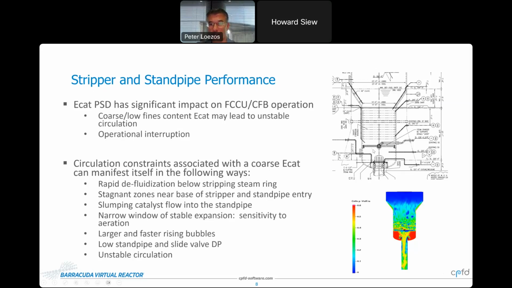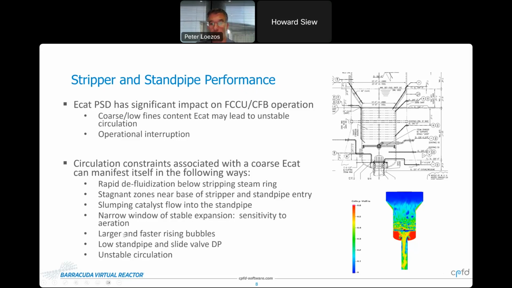So first, you can get rapid defluidization below the stripping steam ring, and you can begin to develop stagnant or defluidized zones at the base of the stripper and the standpipe entry. From there, the catalyst can break off, causing erratic flow. And once that catalyst is in the standpipe, if it's a coarse ECAT, it'll have a very narrow window of stable expansion. What that means is it's going to be very sensitive to both over-aeration and under-aeration.